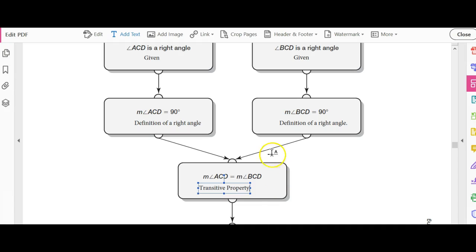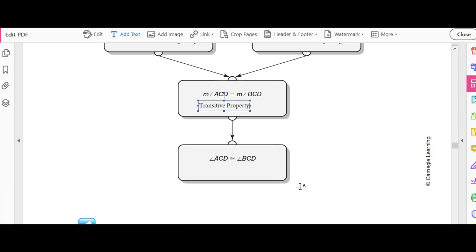All right. Another way you could do is substitution. Since this is equal to 90 and that's equal to 90, I could take the measure of angle BCD, and where I see 90, I could take this right here and plug it in right there and I'd get the statement. So if somebody wrote the substitution property here, that would not be wrong. You can write it really either way.